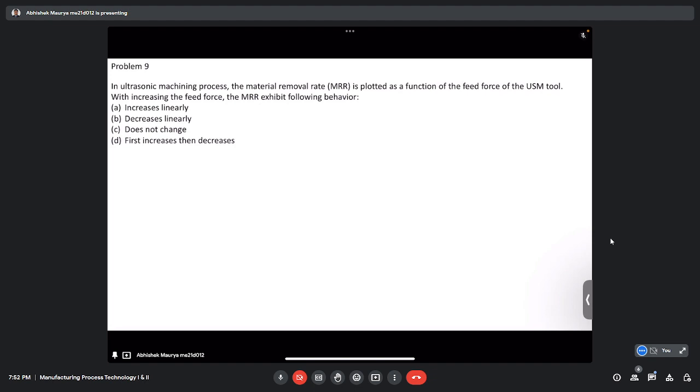Okay, so let's try to discuss it together. In this problem, it has been asked: in ultrasonic machining, the material removal rate is plotted as a function of feed force of the ultrasonic machine tool. With increasing feed force, the MRR exhibits the following behavior. Okay, so I will show some graphical representation of these options.